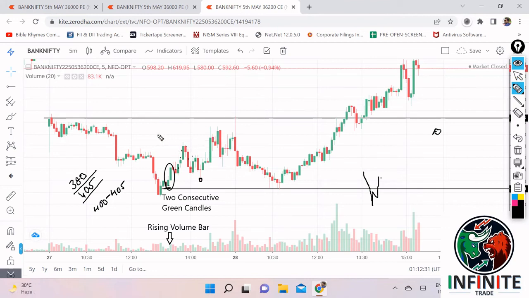I think on this day I captured about 85 points, but I don't really remember the exact figure. So this is how we can trade based on the levels that we marked on the futures chart.